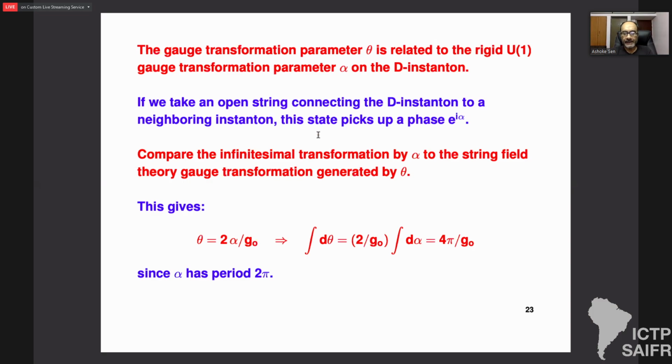So we compare the infinitesimal transformation by alpha to the string field theory gauge transformation generated by theta. Take any state of the open string and compare these two gauge transformations. By doing this comparison, you find the relation between theta and alpha, and this is the relation. So integral d theta we can rewrite as integral d alpha with this factor. And now you see from this definition of alpha that alpha has period 2 pi, because 2 pi rotation doesn't do anything. So this integral gives you 2 pi. So this theta integral gives you 4 pi by GO. So this is what goes in the denominator.